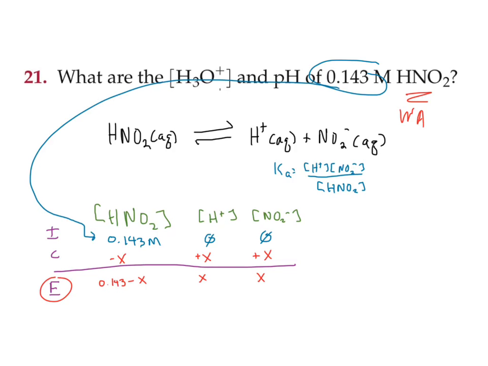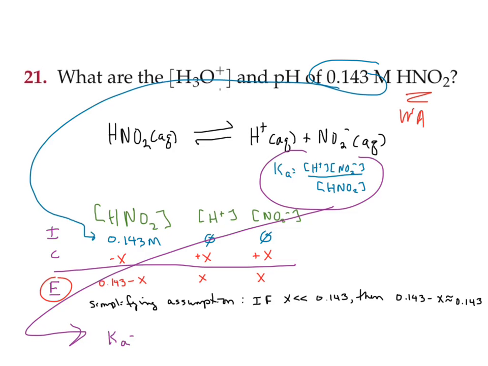Before you take those 3 equilibrium concentrations and plug them back into the Ka, I would, and you have to, state your simplifying assumption. If you just use your simplifying assumption before stating it, you will not get full credit. So if x is significantly smaller, less than 0.143, then 0.143 minus x is essentially equal to 0.143. Then go ahead and plug those things back into your Ka expression.